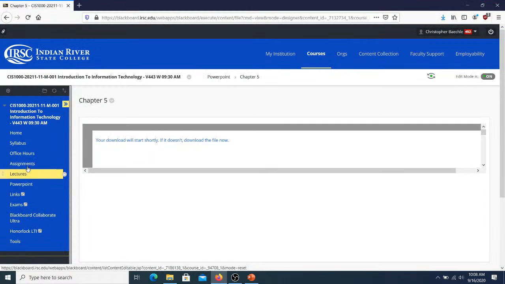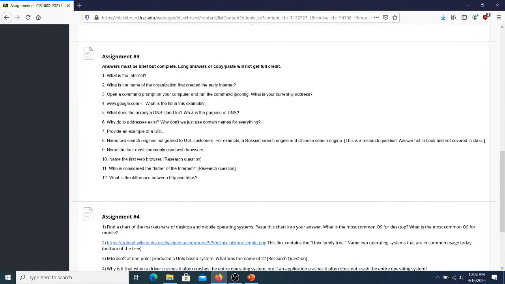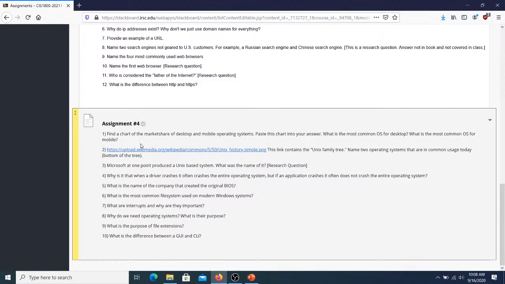Okay, so this corresponds to assignment number 4. Let's very quickly read over these. Find a chart of the market share for desktop and mobile operating systems. Turns out they're different. We're going to talk about Unix, and there's something called the Unix family tree. Microsoft at one point actually made a Unix-based system. We'll talk about what Unix is in a little while, but this is a research question.